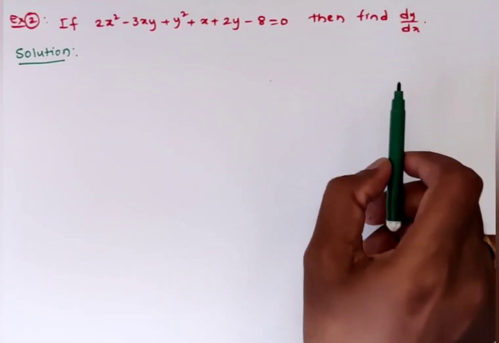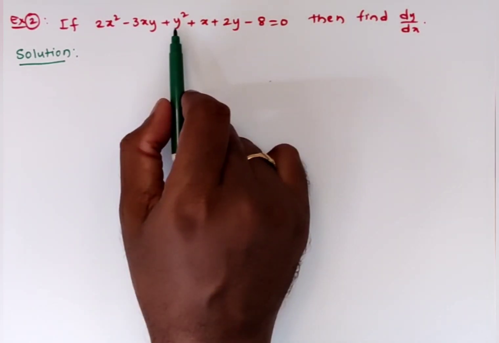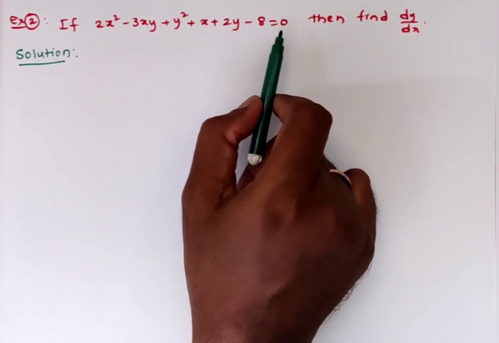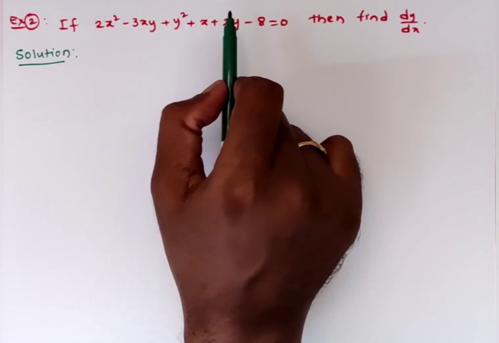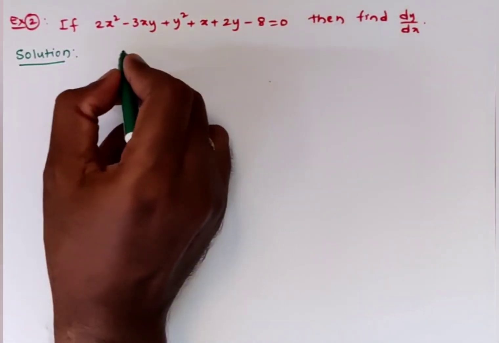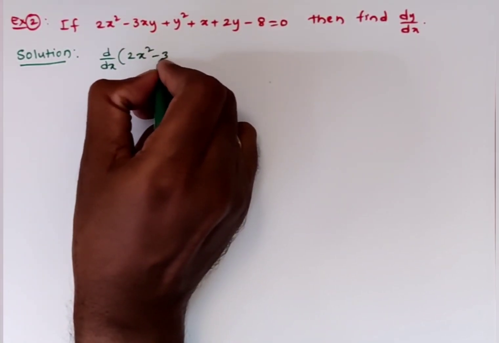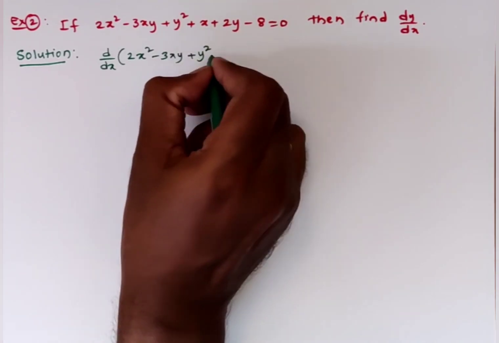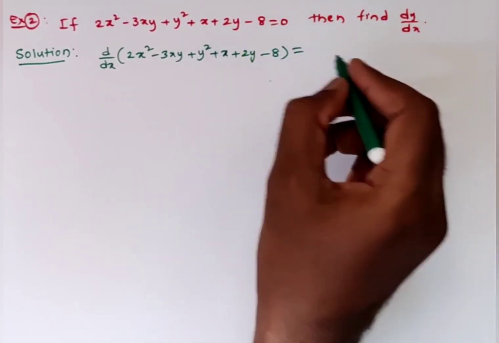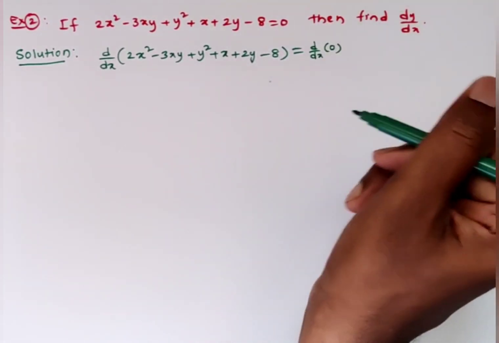Means dy by dx. So first of all, what you have to do? You need to differentiate this entire equation, treat y as a function of x, and equate it to 0. Then after the differentiation, you need to separate the derivative of y with respect to x. Now apply the derivative on both sides. So d by dx of 2x square minus 3xy plus y square plus x plus 2y minus 8 is equal to the derivative of 0 with respect to x.